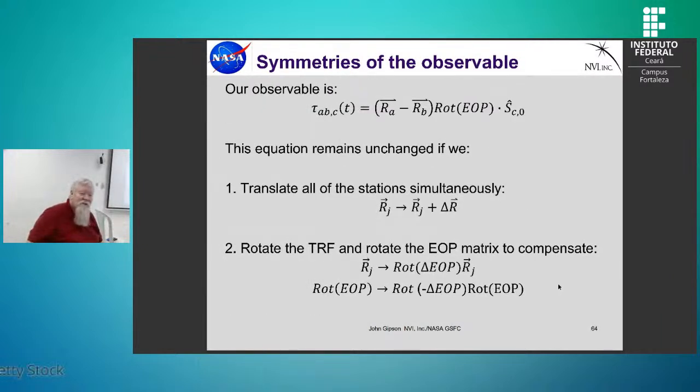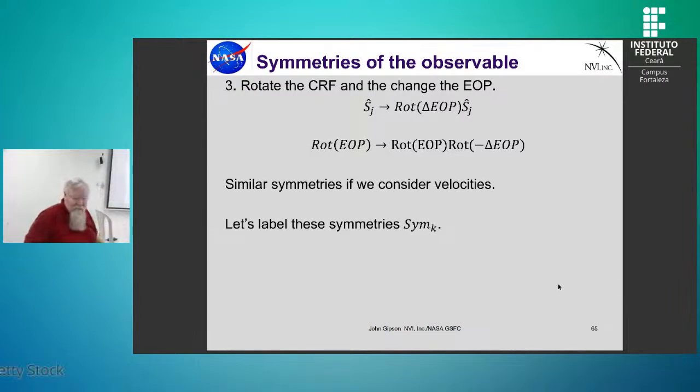Here I go through this. We have our VLBI observable, and we have something that keeps the observable unchanged. So I have a translation. That's one thing. You can also have a rotation. So I can rotate the frame, rotate the VLBI observable, and then also change the EOP. And I can do the same thing for the CRF. And so I'm going to call these things symmetries because they leave stuff unchanged.